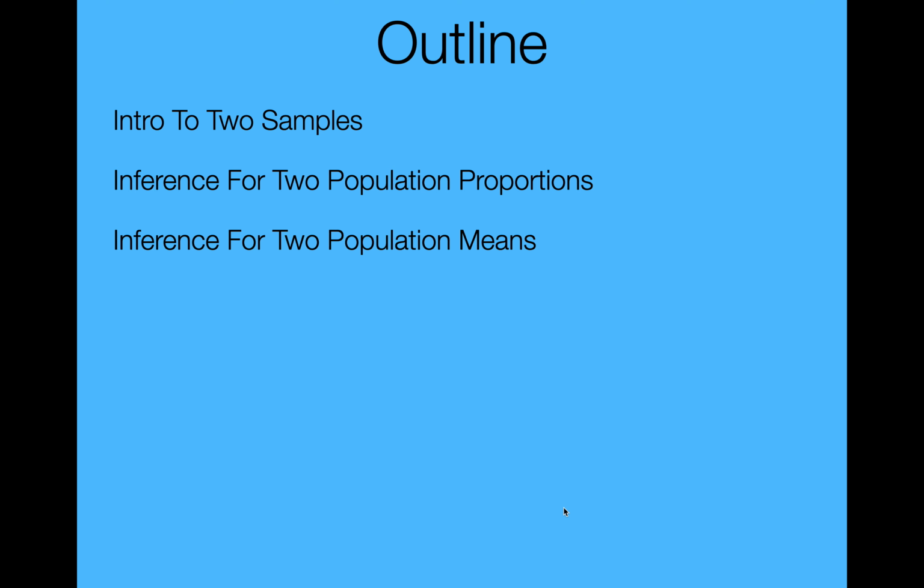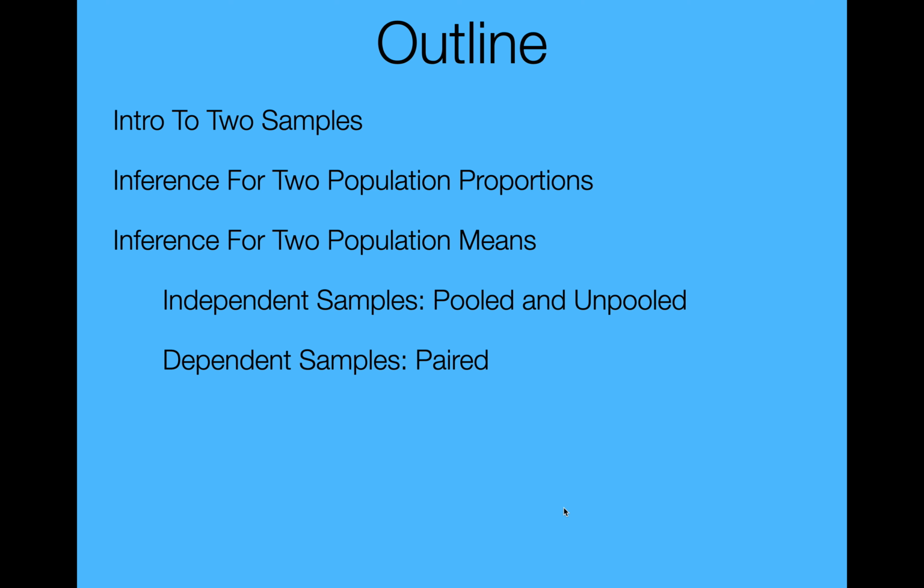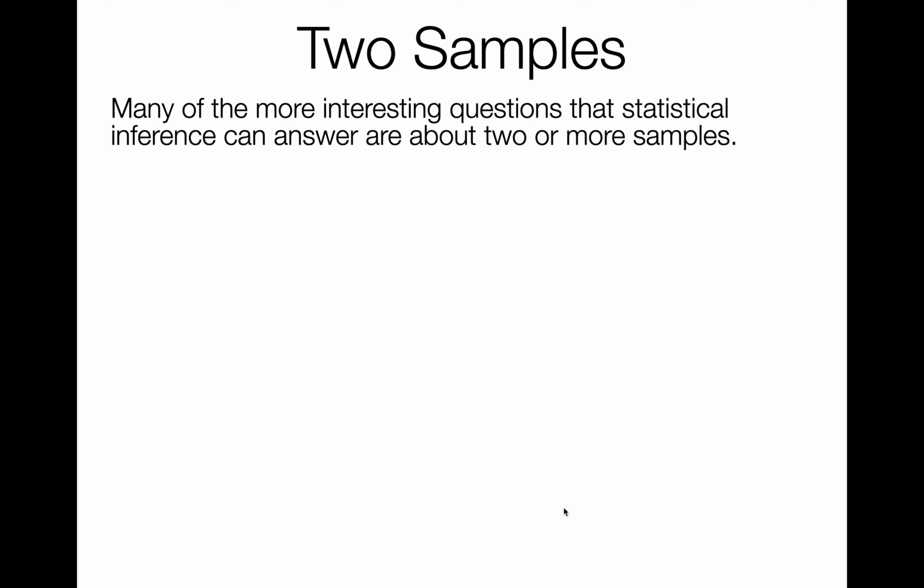Inside inference for two population means, we've got a number of different cases. There are three in total. Two of them fall under independent samples, so that means that each sample is independent of each other. Then we have two options, and I'm going to call them pooled and unpooled. We'll see what that means in just a second. The last thing that we'll talk about are dependent samples, or paired. So we're going to talk about really three different types of confidence intervals and hypothesis tests: unpooled, pooled, and paired. We'll see how they differ and how they are similar.